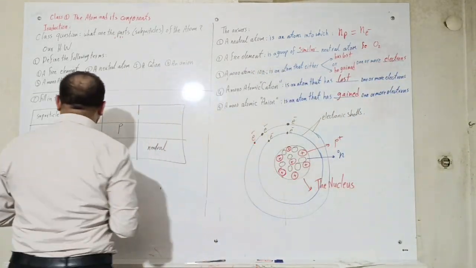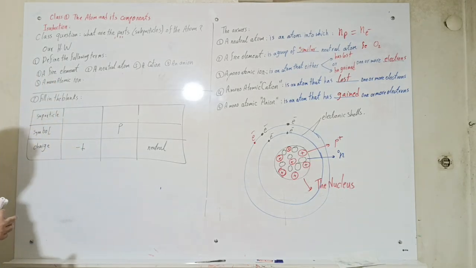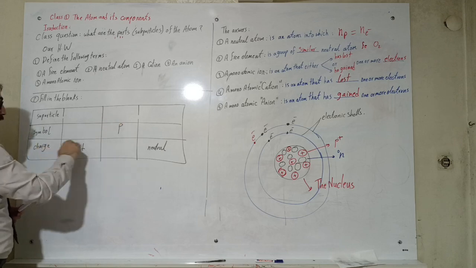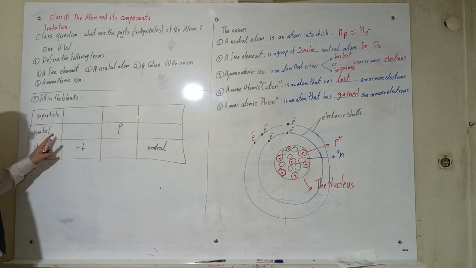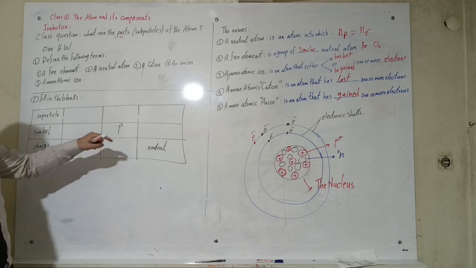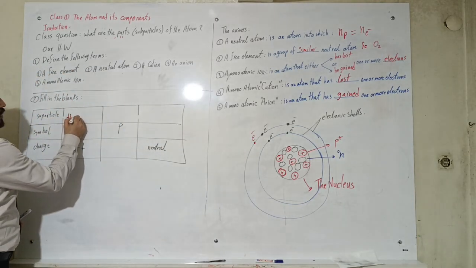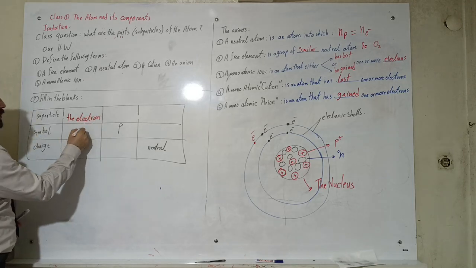Question number 2, we have this chart, and we said that we need to fill in the blanks in it. We have the subparticles, the symbols, and the charges. Let's start with the first one. What is the subparticle that is negatively charged? Of course, it's the electron. And what is its symbol?